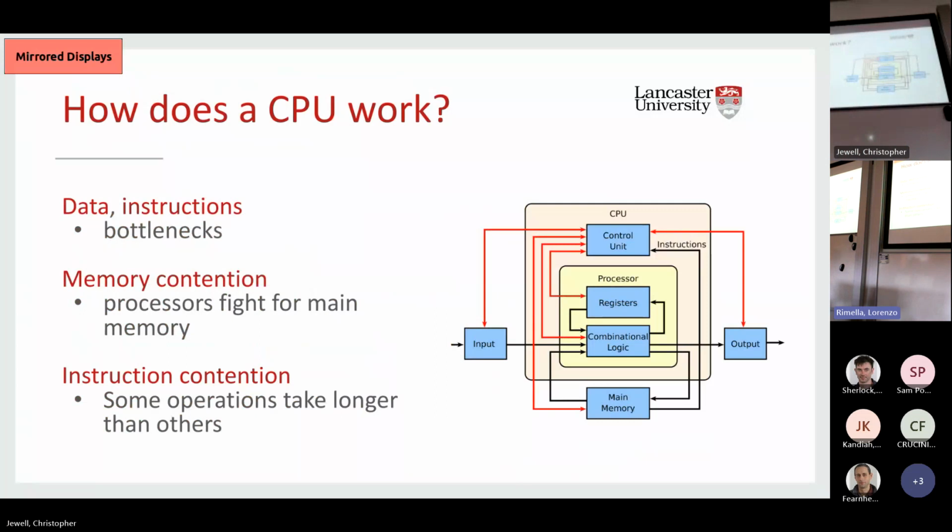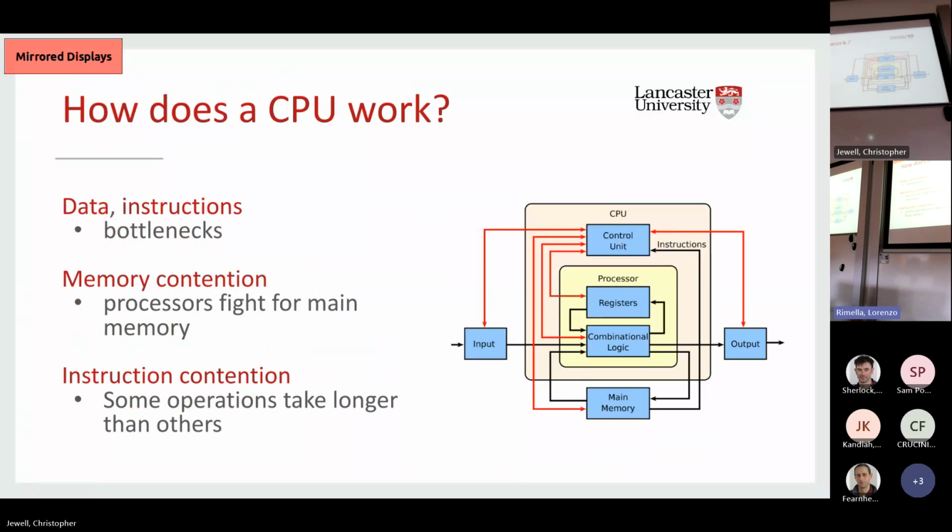Okay, so it has a control unit, and the control unit is the bit of electronics that is responsible for looking down the list of instructions the CPU is tasked with performing, and scheduling or telling the processor which operation to perform on which bits of data when.